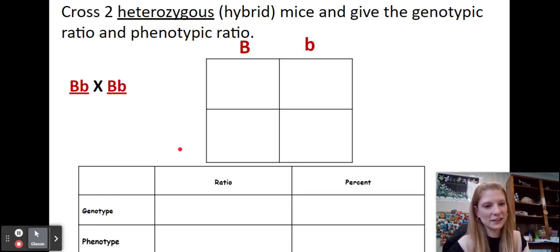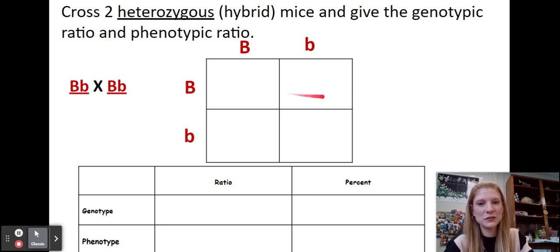One parent goes along the top, one parent along the side. And remember, this capital B is used all the way down. This lowercase b is used all the way down. This capital B is used across. This lowercase b is used across.